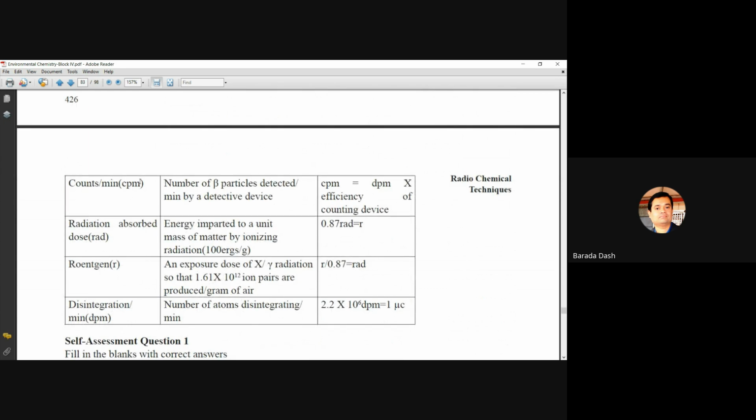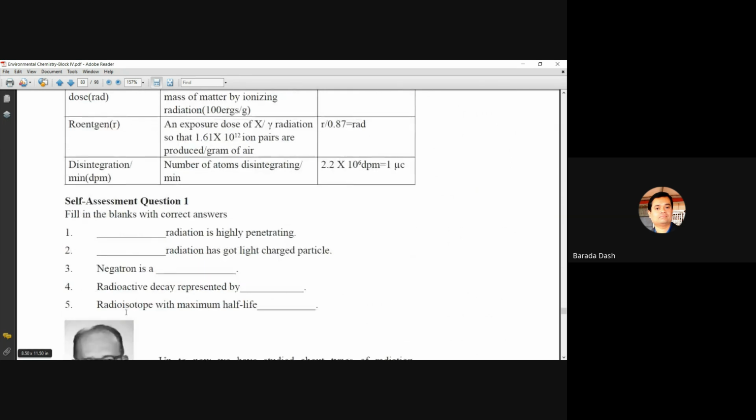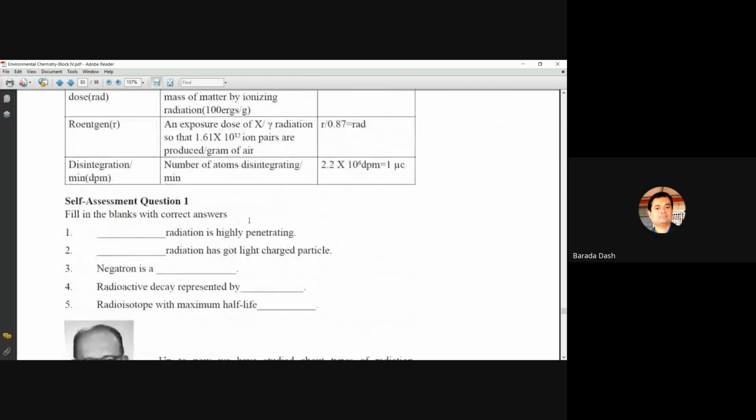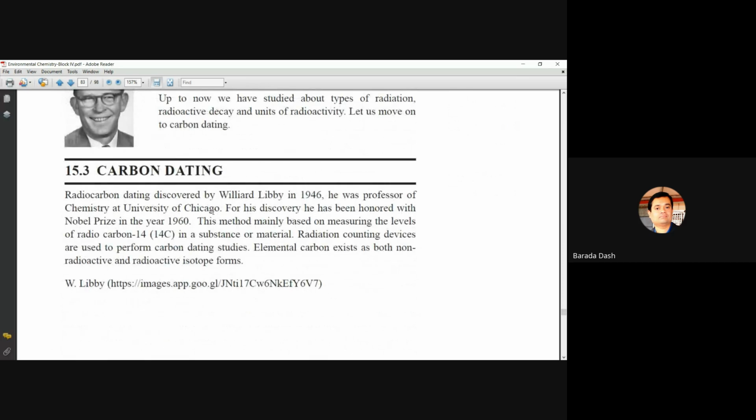Others are counts per minute, CPM, radiation absorbed dose, and disintegrations per minute. So these are all different units of radioactivity. Important is carbon dating.